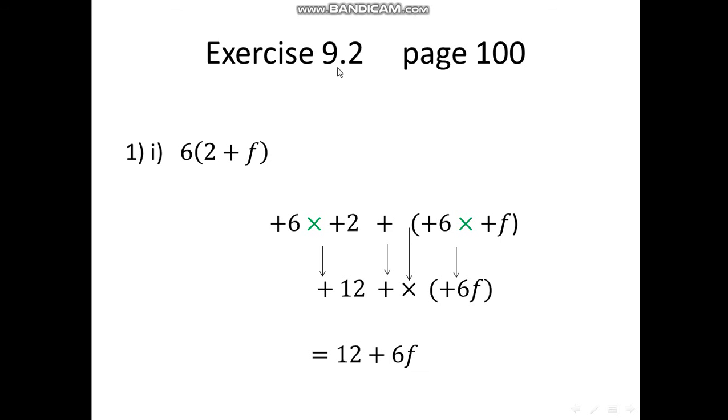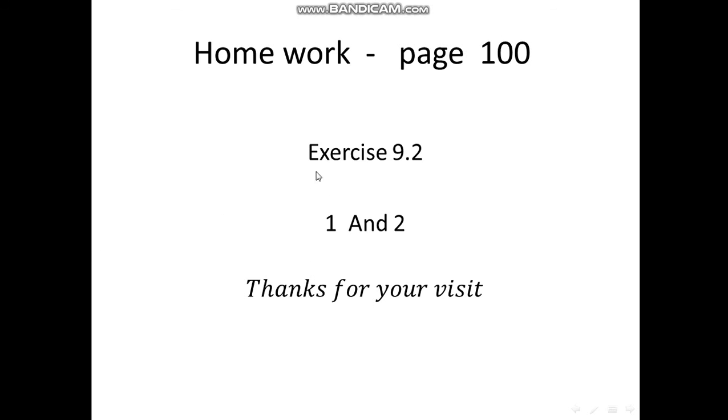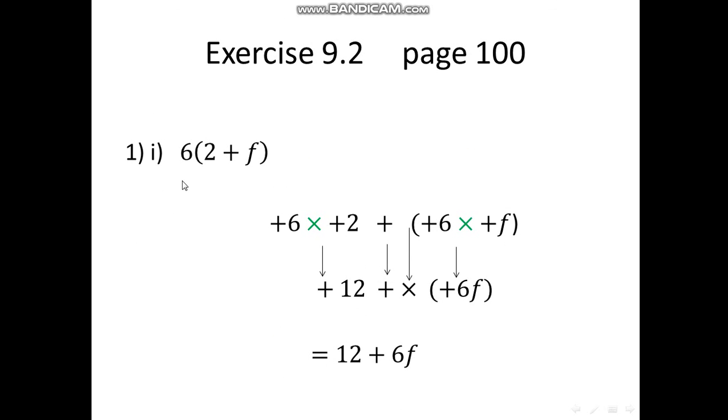Exercises, I go to exercise 9.2, page 100, number 1 and number 2. I made 2 exercises, and this is your homework. I hope you can try 1 and 2. But now I would like to explain only this one here for a short time.